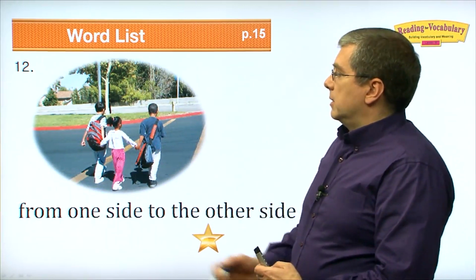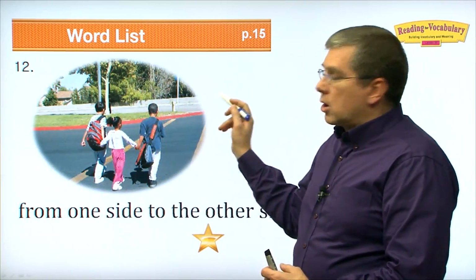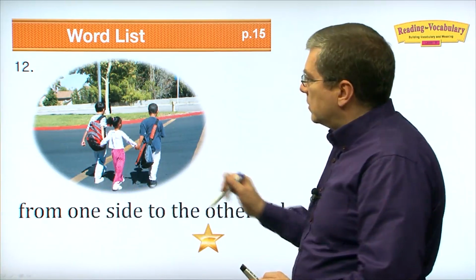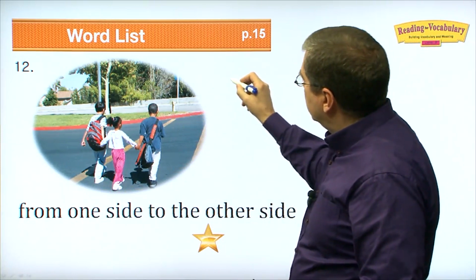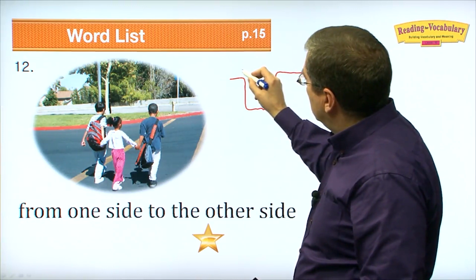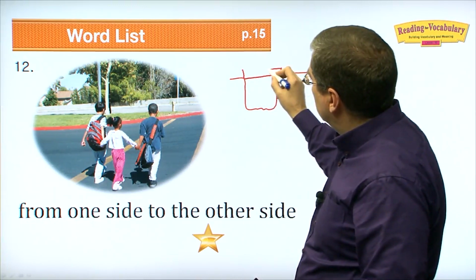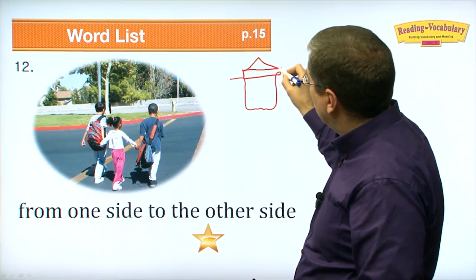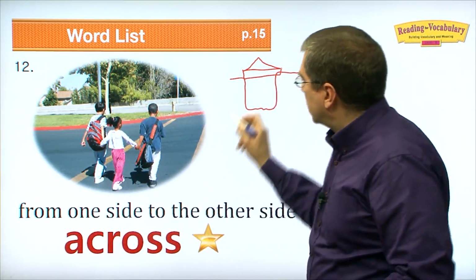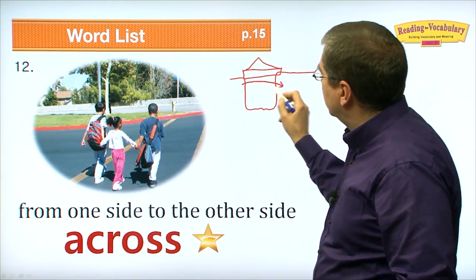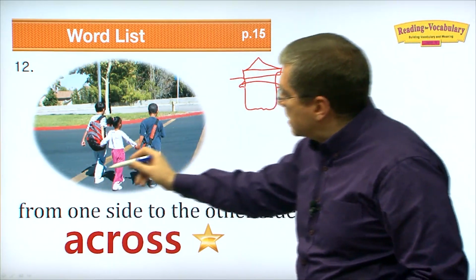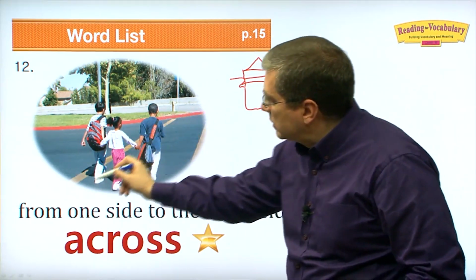Now be careful with this one. We see these children, they are going across the street, okay? I just used the word there, from one side to the other side. Let's say you have a cliff here and there's a river, there's another cliff, okay? And you build a bridge. This is a bridge, okay? I'm not a good artist, but anyway, that's a bridge. This bridge is going across, right? It goes from one side to the other. This is across. This line goes across the street.